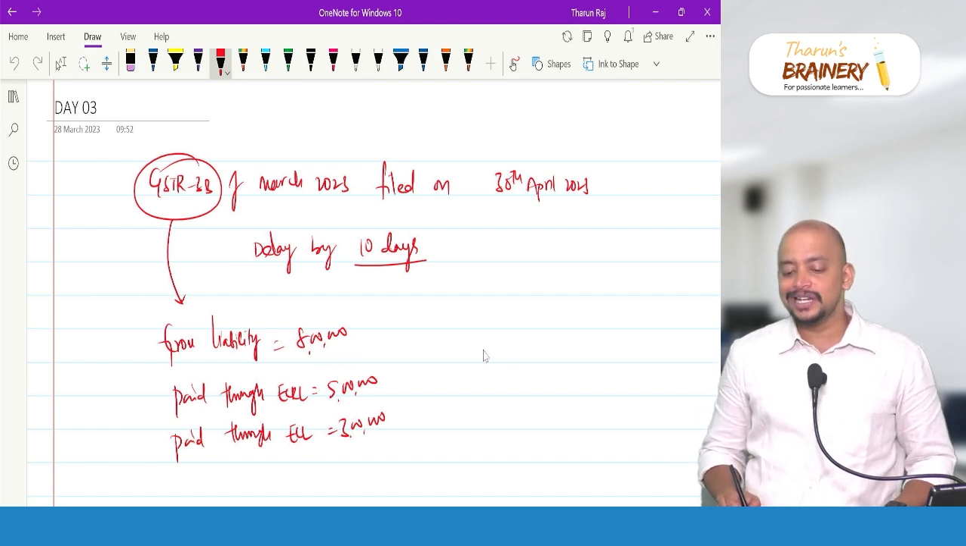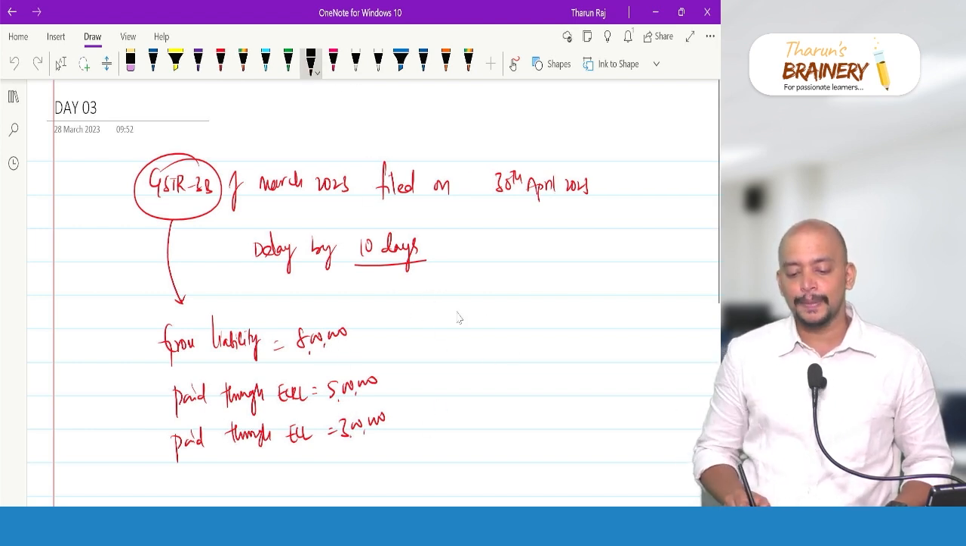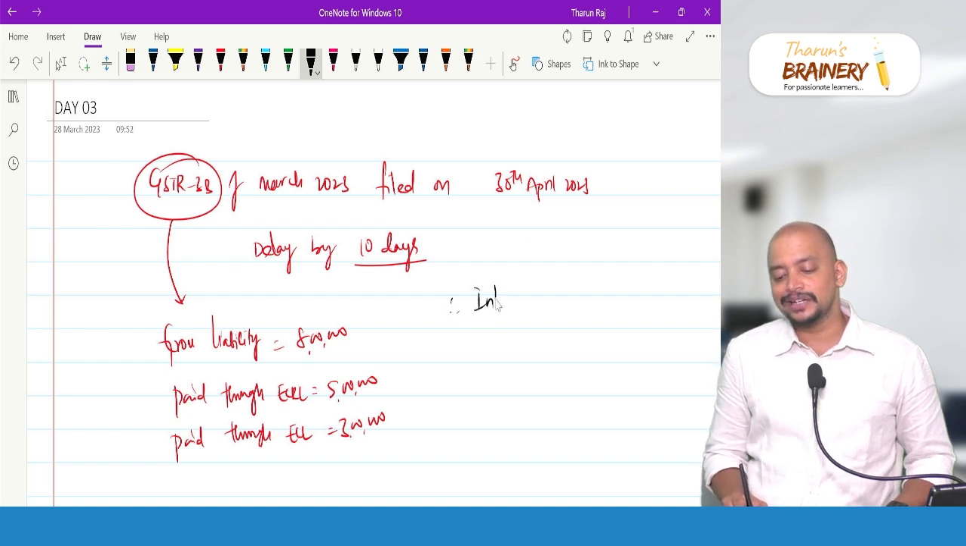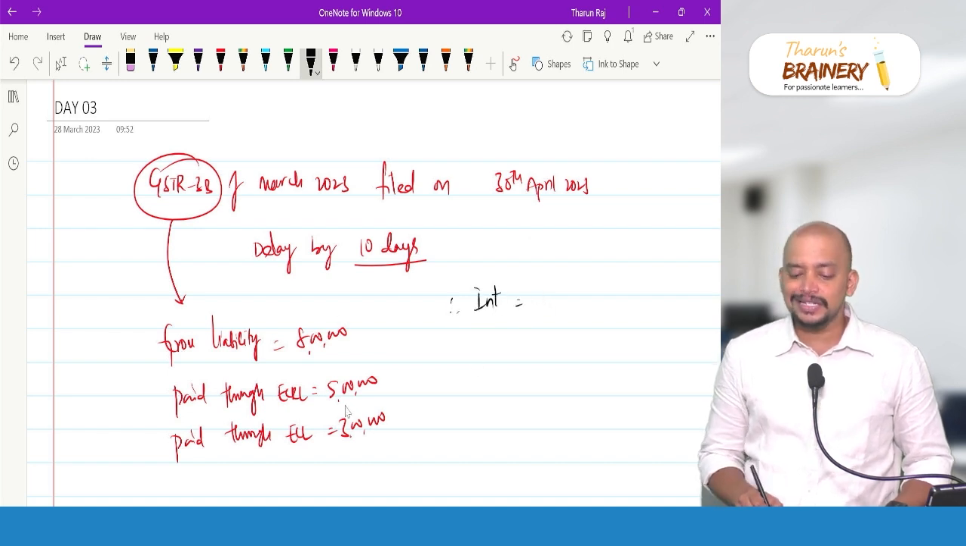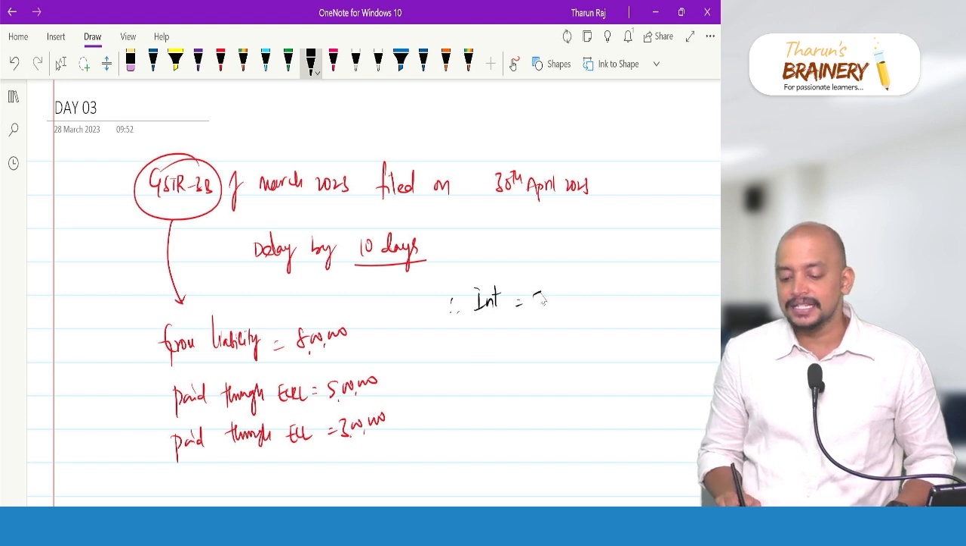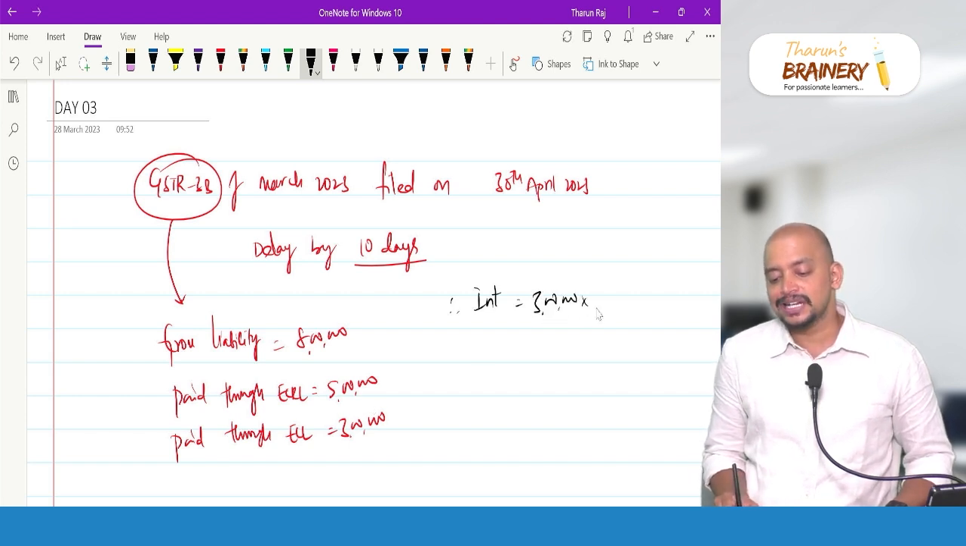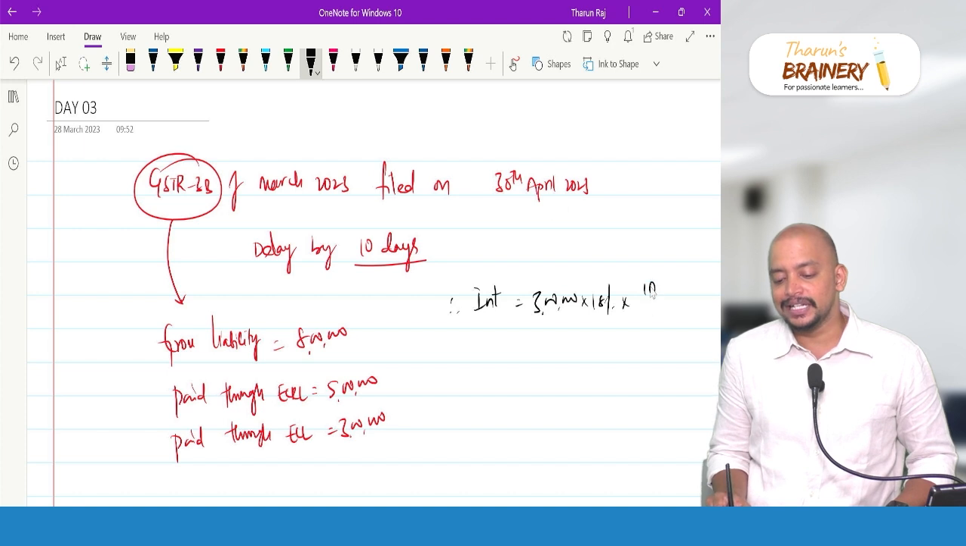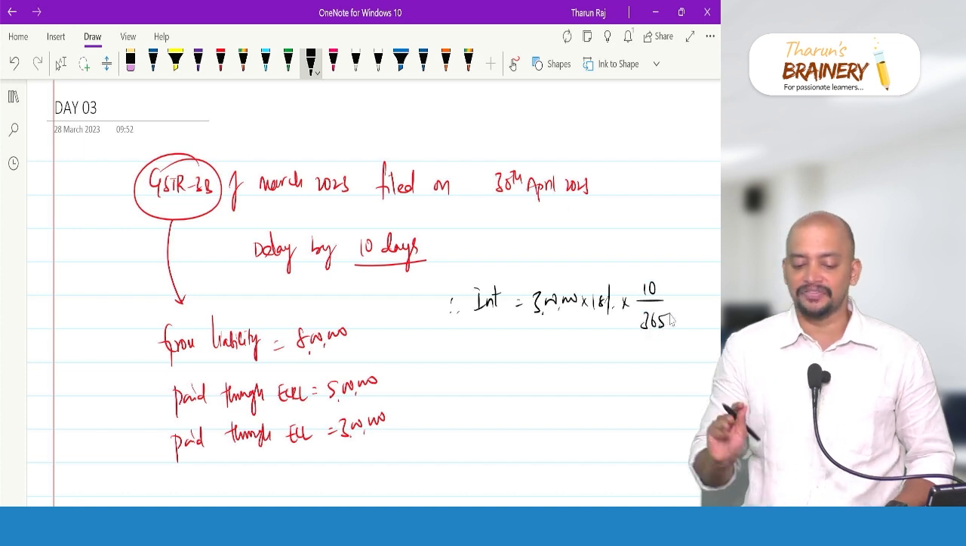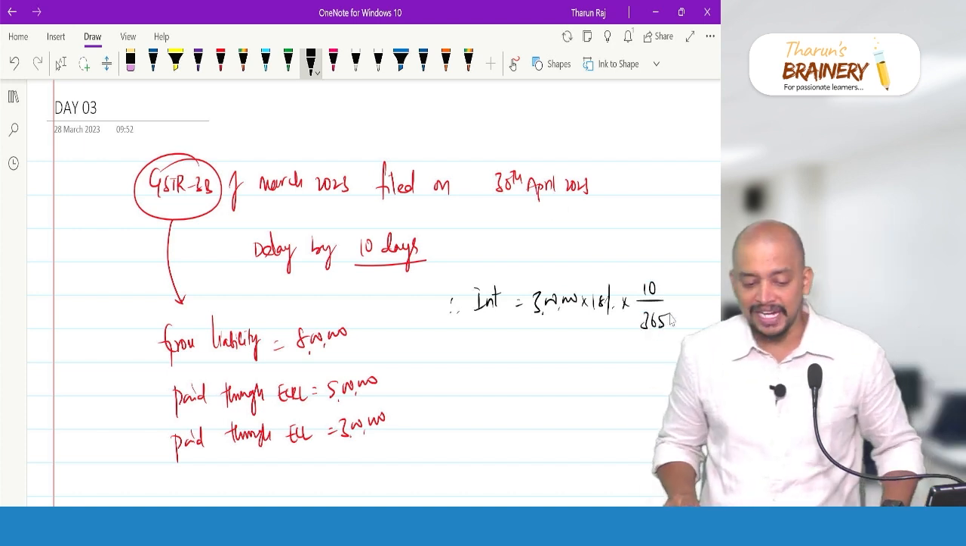So therefore here interest needs to be computed on what? So interest is on what? 8 lakhs or 3 lakhs? 3 lakhs. And what rate? 18% for the delay, that is 10 divided by 365. So this is on account of delay in filing 3B.